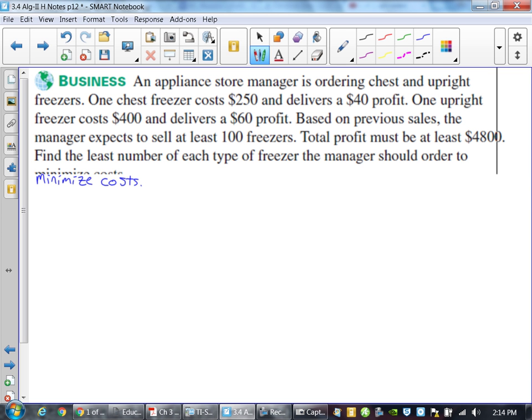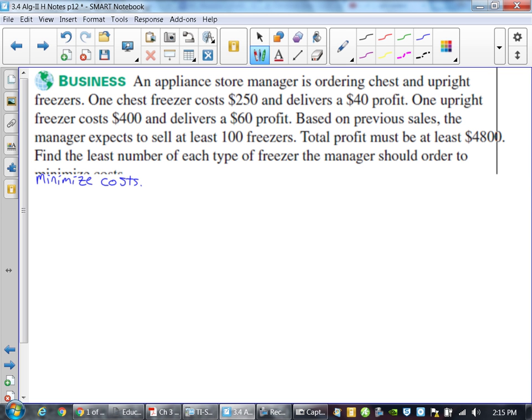Based on previous sales, the manager expects to sell at least 100 freezers. It doesn't say what type, but a combination that will add up to at least 100 freezers. Total profit must be at least $4,800. Basically, that allows them to cover what's called overhead.